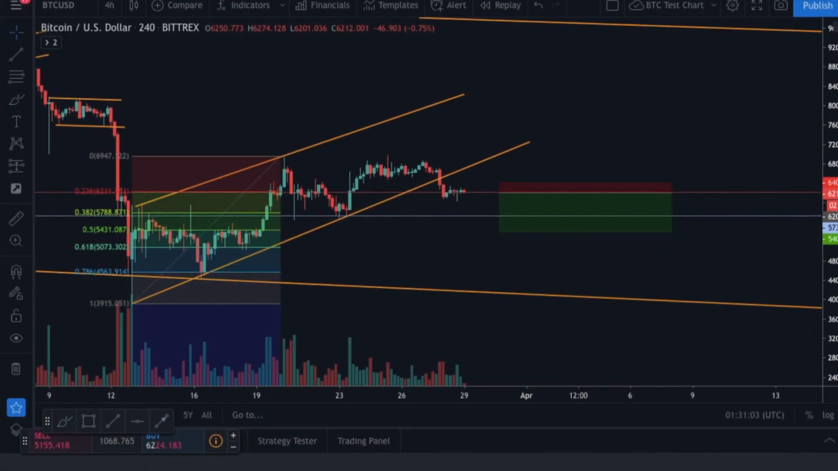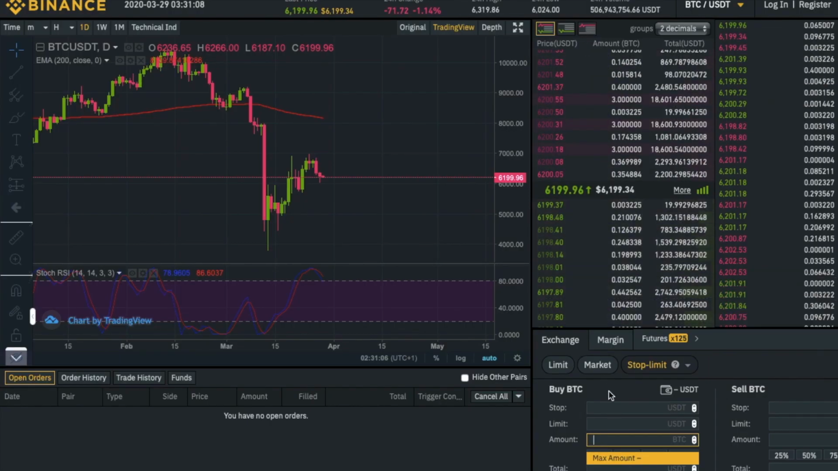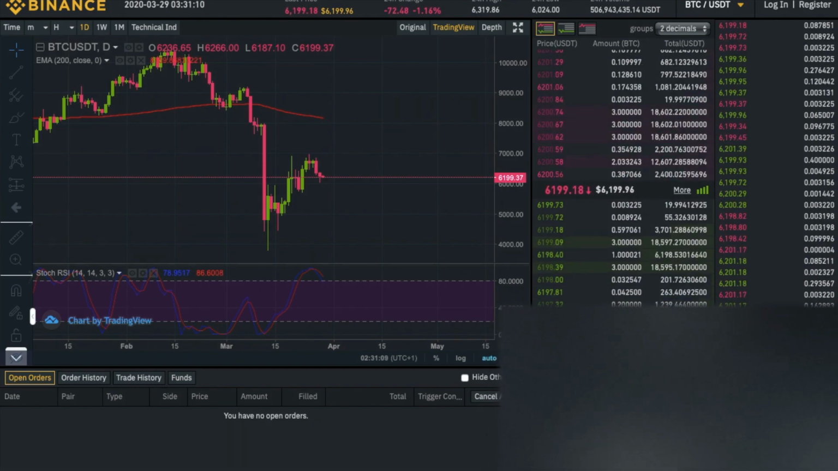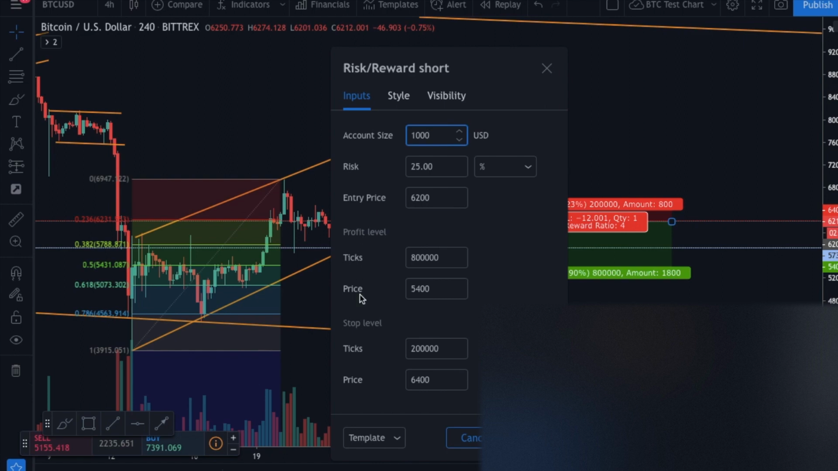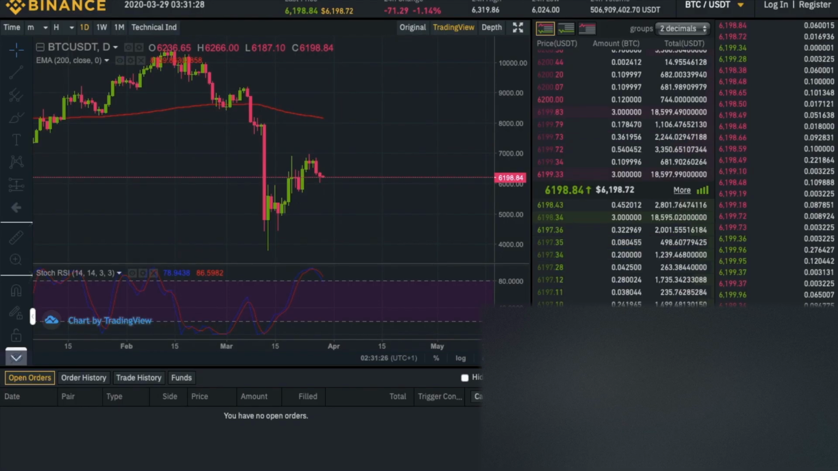Okay, guys. So let's see here. Let's go to Binance. And now, as we said, the total amount we are using is 619. Just give it here, 619. Our stop was 6,400. Our entry price was 6,200, right? And now we said we only need 619, right? So now you can see we need 0.099 Bitcoin for this trade.